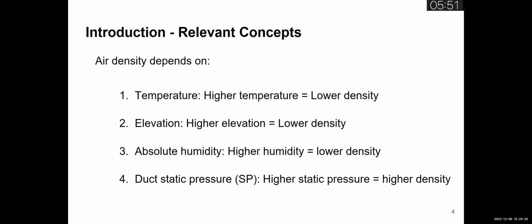To put us into perspective on what the study is about, we are going to discuss some relevant industrial ventilation concepts. Basically, air density depends on temperature. The higher the temperature, the lower the density. Elevation, the higher the elevation, the lower the density. Absolute humidity, the higher the humidity, the lower the density. And for industrial ventilation purposes, the duct static pressure, the higher the static pressure, the higher the density.